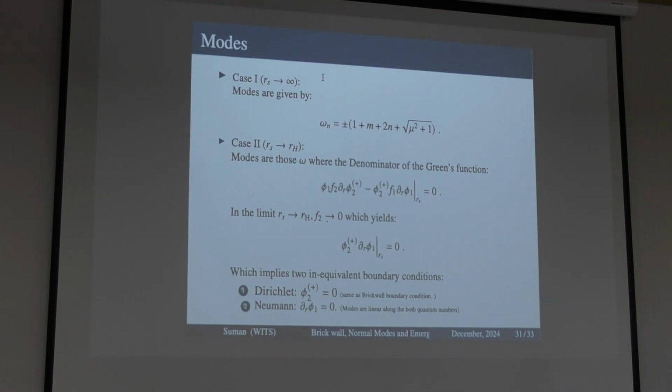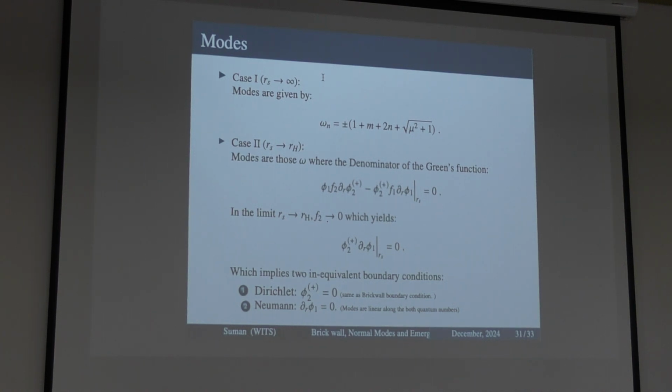And also you can have some analytic handle in these two regimes. First one is when the shell is near the boundary, then you can compute the modes, and these modes are given by this. So these are the AdS normal modes. And when the position of the shell is very close to the horizon, you also have some analytical handle, because the solutions phi 1, phi 2 are simplified. But you will get two inequivalent boundary conditions.